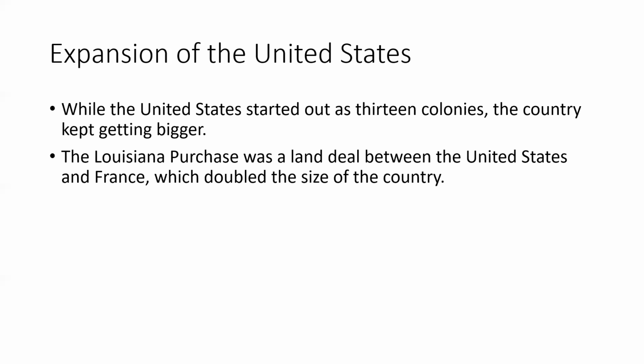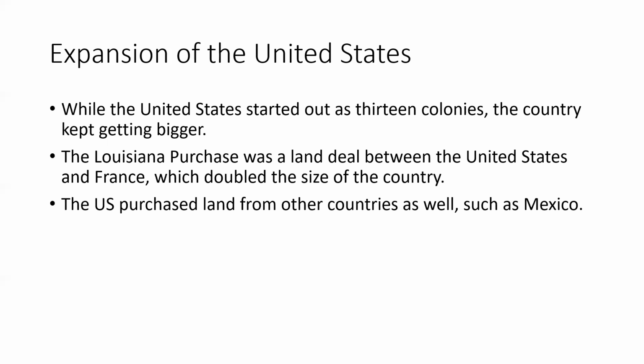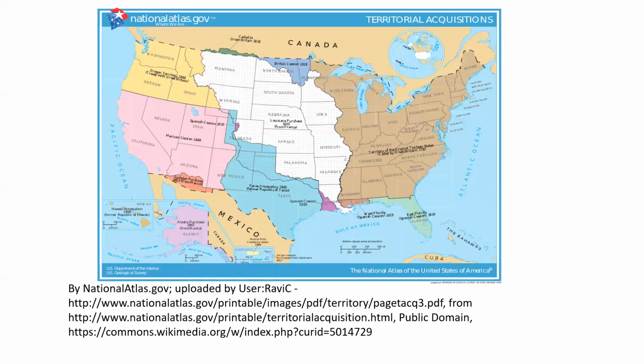For example, the Louisiana Purchase, that doubles the size of the country. In addition, the U.S. wins land in different wars, adding to the size of the country. So here's a map of the U.S. that shows how the country got bigger by purchasing land or winning it in wars.